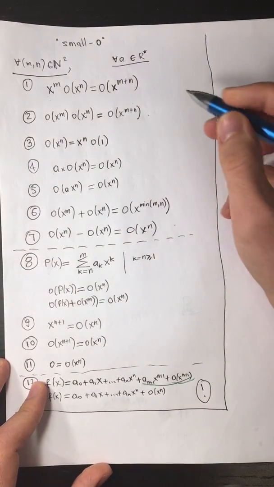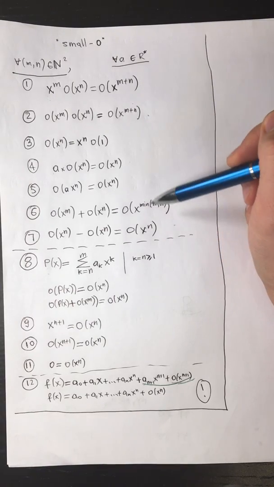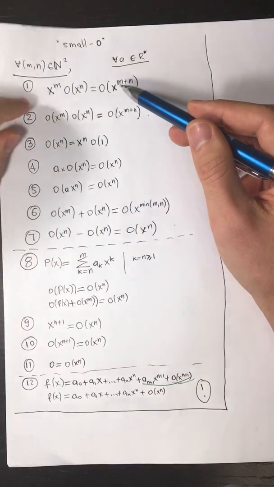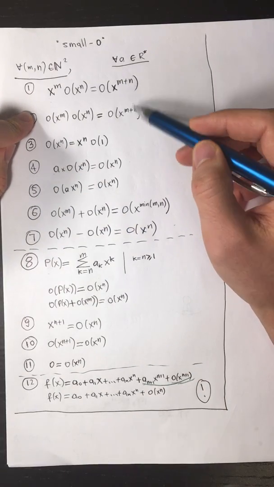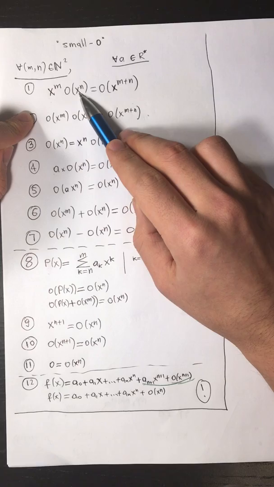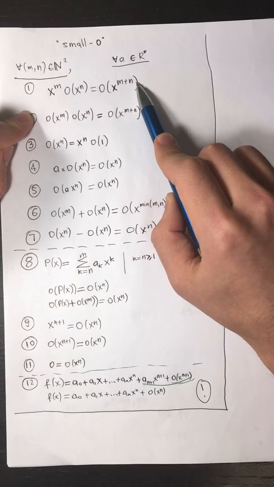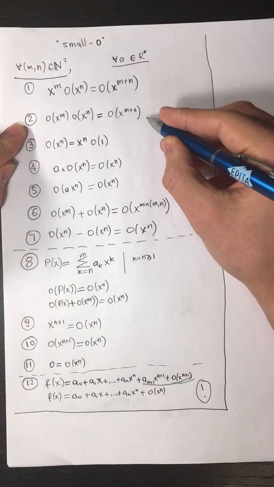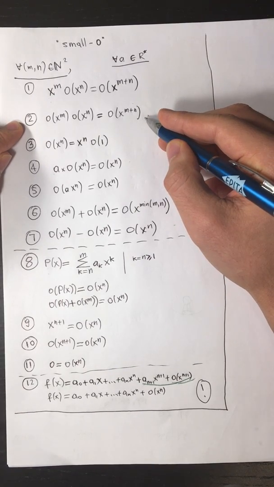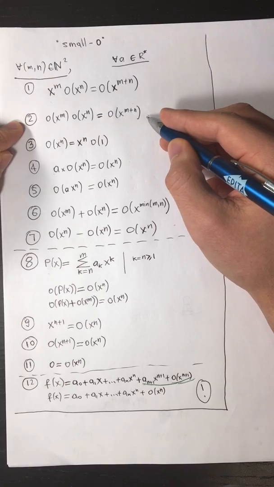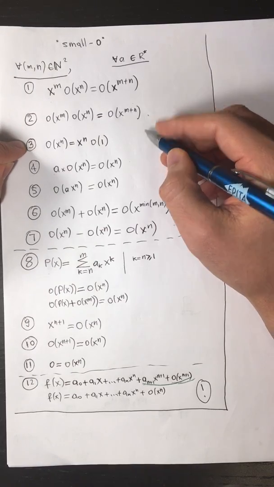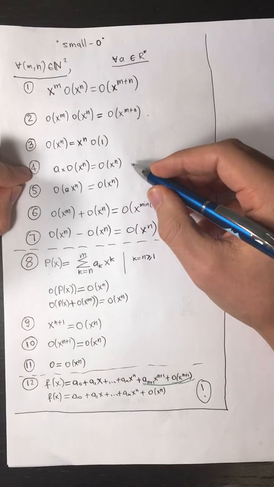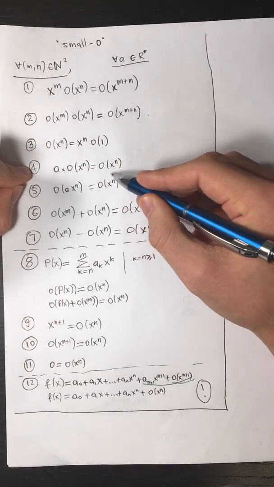Okay, now small o notation. Here I have some properties for you before solving the problems. Number 1 is just with small o notation. If you have x to the m times small o of x to the n, it's equal to o of x to the m plus n. I don't think you need an example because it's easy. Number 2 is o of x to the m times o of x to the n is equal to o of x to the m plus n. Number 3, o of x to the n, you can take x to the n out, and in here you only have 1. Number 4, a times o of x to the n is equal to o of x to the n.